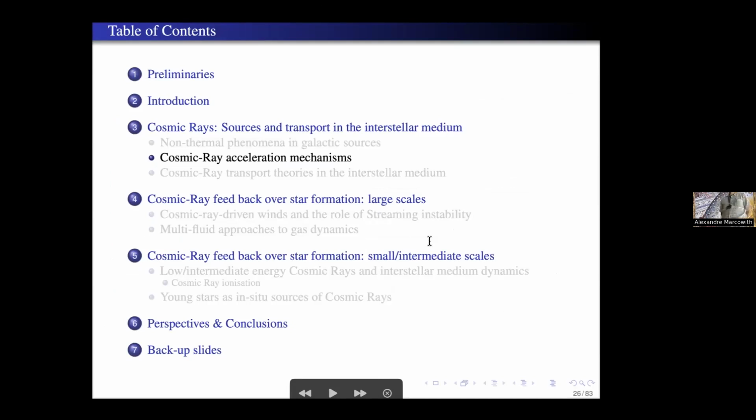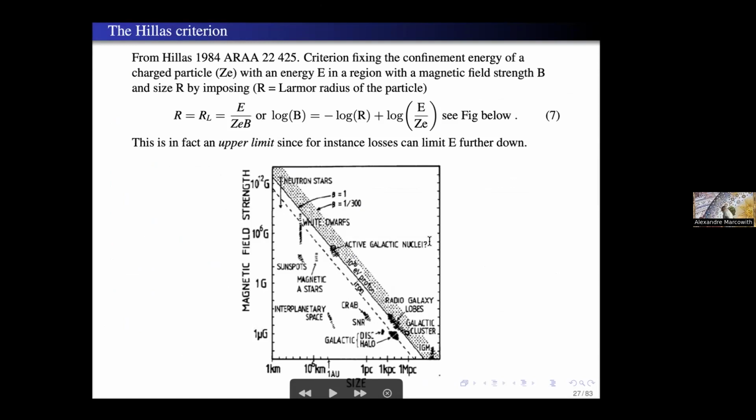I have to talk about cosmic ray acceleration mechanisms now. How these particles are accelerated. So first of all, one big argument, if you want to know what the typical maximum energy one source can produce. You have one source with some size and magnetic field. And from that, you apply this criterion, which is the so-called Hillas criterion. You set the size of the source to the Larmor radius of the particle, and here you have the energy. So you can express the magnetic field as a function of the size of the source and for different energies.